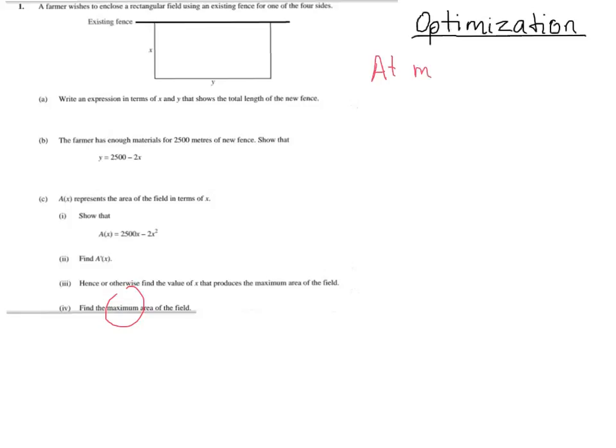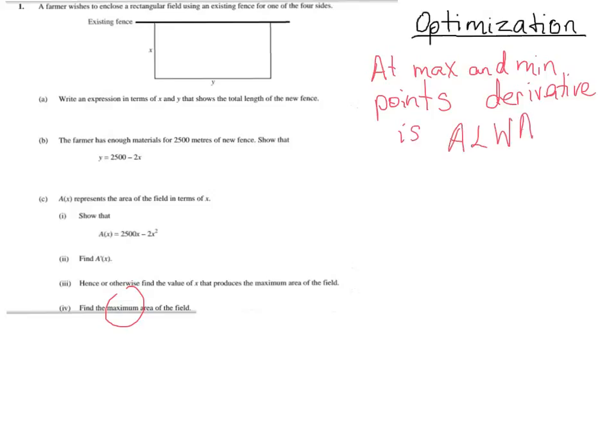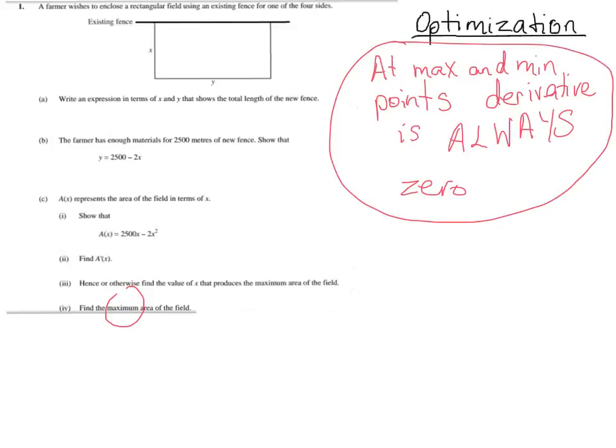At max and min points, the derivative is always equal to 0. And this is, again, the most important thing to remember in this question. Okay, so now that we have that in the back of our minds, we can start this problem.